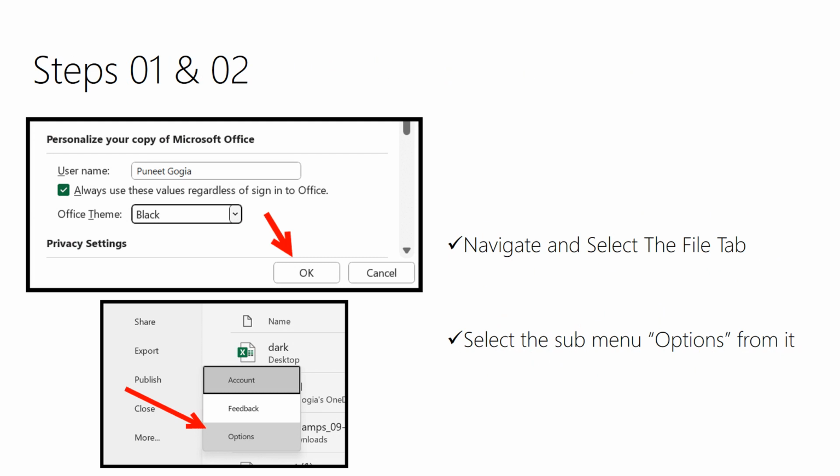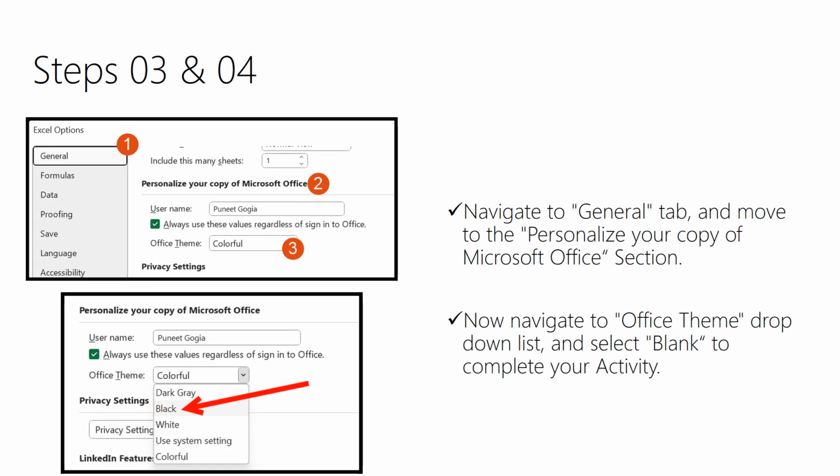The first two steps would be navigate and select the File tab, and then select the submenu Options from it. Let us move to the last steps, which are steps number 3 and 4. Navigate to General tab and move to the Personalize your copy of Microsoft Office section. After that, now let us navigate to Office Theme, drop down list and select blank to complete your activity.